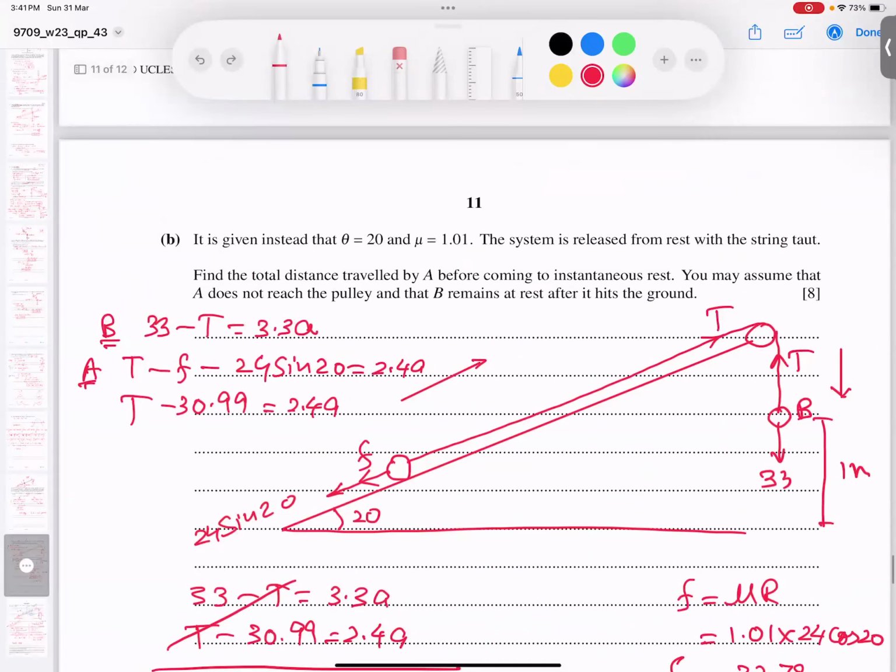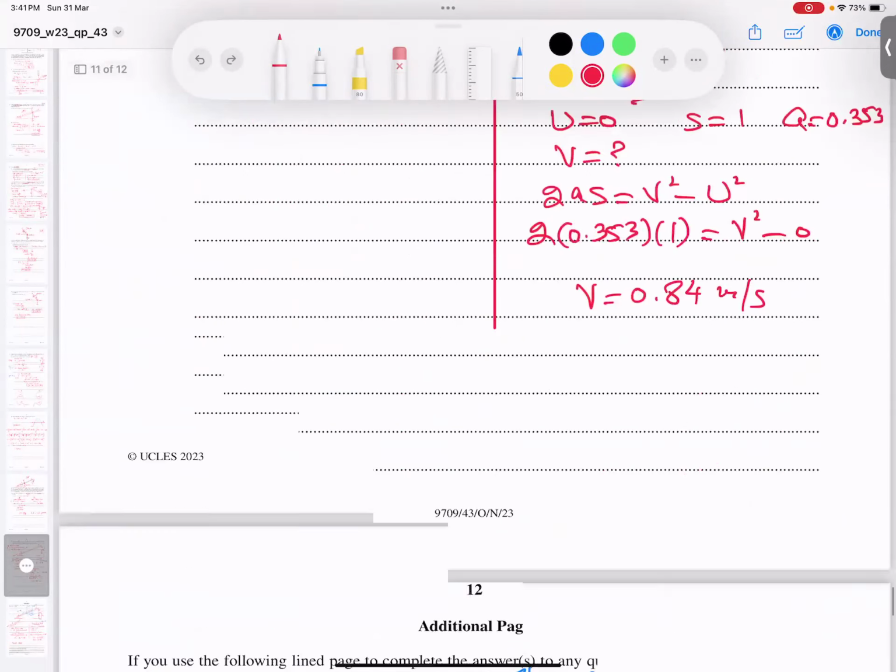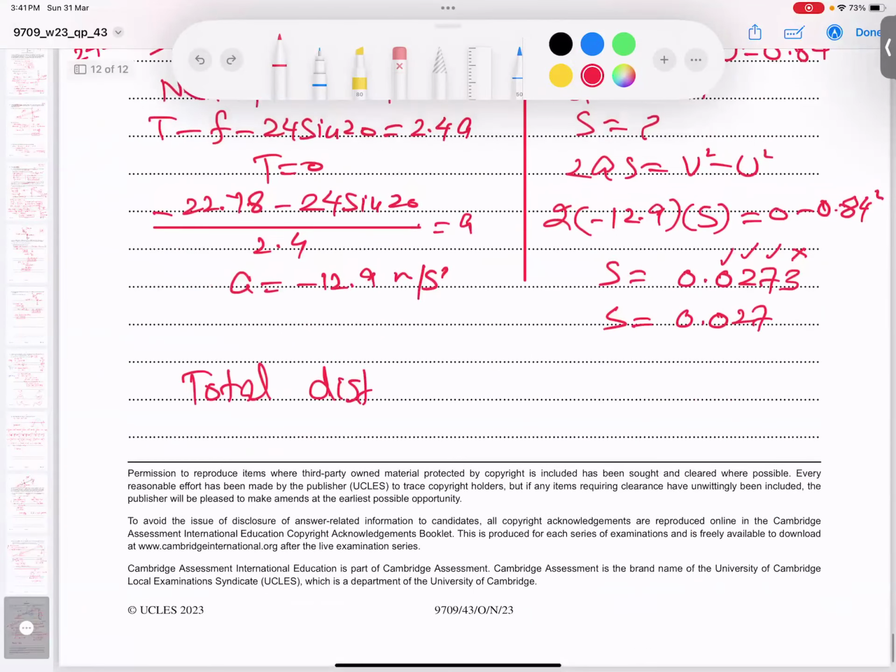Did he mention some special format? No, he did not mention. Sometimes you say 1 dp or 2 dp, but he did not mention. So 1 plus 0.027 becomes 1.027, or with 3 SF, 1.03 meters. And I believe the point is very clear. This was a little complicated question due to the angle changing only. I hope the concept is very clear and the question is over, and the paper is as well over.